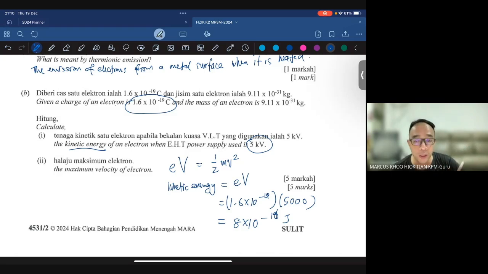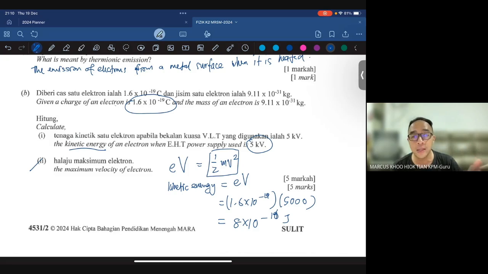So yes, walaupun dia suruh kamu kira kinetic energy, but you don't have enough information to calculate kinetic energy kalau kamu mau guna half mv squared. You don't have the velocity because that's the other thing they want you to calculate. Okay, so this is kind of like a trick question, but not really a trick question.